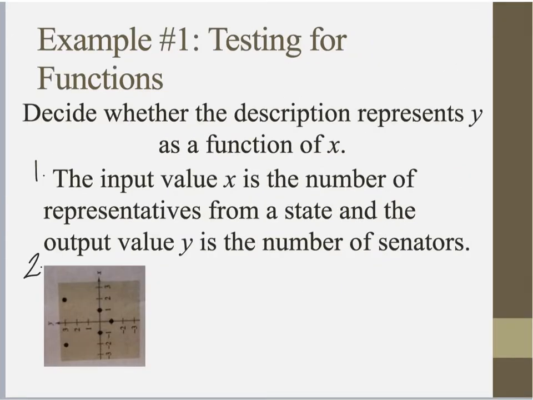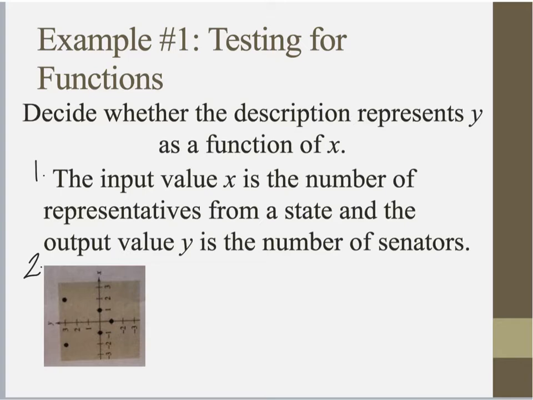So in example 1, it says decide whether the description represents y as a function of x. The input value x is the number of representatives from a state, and the output value y is the number of senators. First of all, we have to know a little bit of context. The number of representatives assigned to each state is basically proportional to the size of that state. So, for example, Alabama may have 7, Alaska may have 1, Arizona may have 9, just examples.